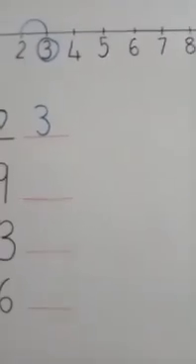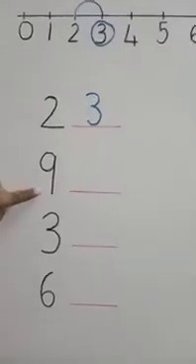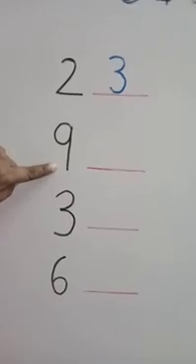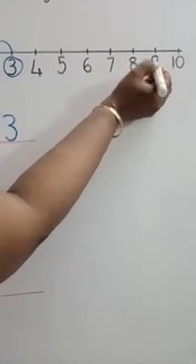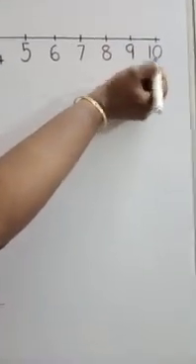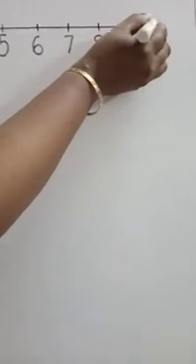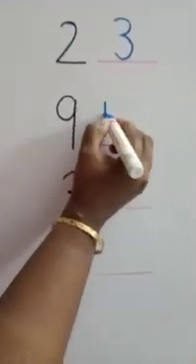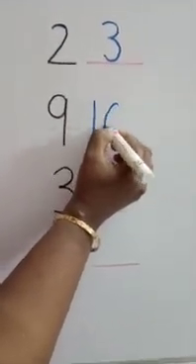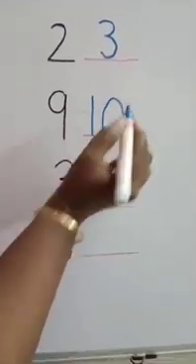Let's look at our next number. Which number is this? 9. Come on, look for number 9 on our number line here. This is number 9. What comes after 9? Yes, we go forward like that. So which number is this? Number 10. So I'm going to write 1 and 0, 10 here.